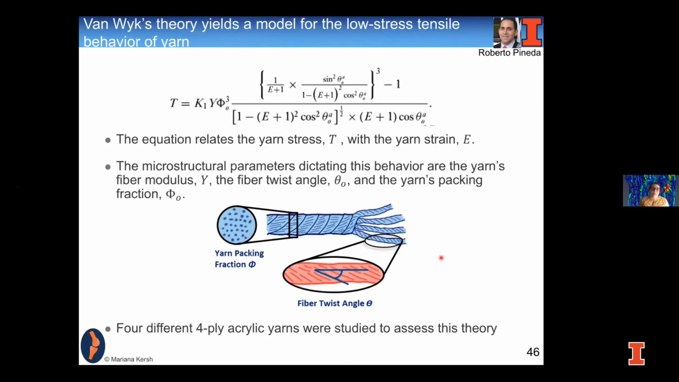This data can be used to relate the yarn stress and the yarn strain. And the only point really for this slide is that we can actually measure some of these parameters. So we can get an estimate of the fiber modulus and look at the fiber twist angle, theta, so how twisted these are, and then again, how many yarn fibers are packed within the cross-sectional area. And we looked at 4 different yarns.